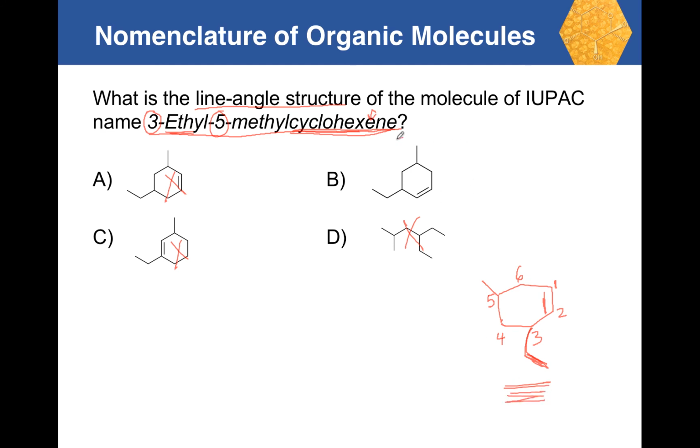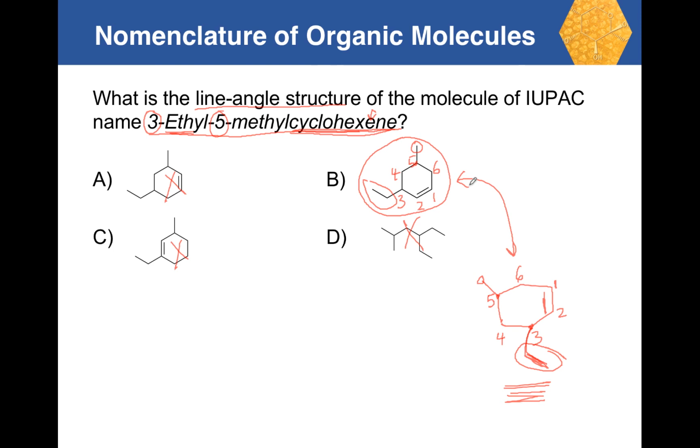This one, however, looks pretty close. So let's make sure. Let's number this: 1, 2, 3, 4, 5, and 6. You can see that carbon number 3 is an ethyl. Carbon number 5 is a methyl. So these two molecules are the same.